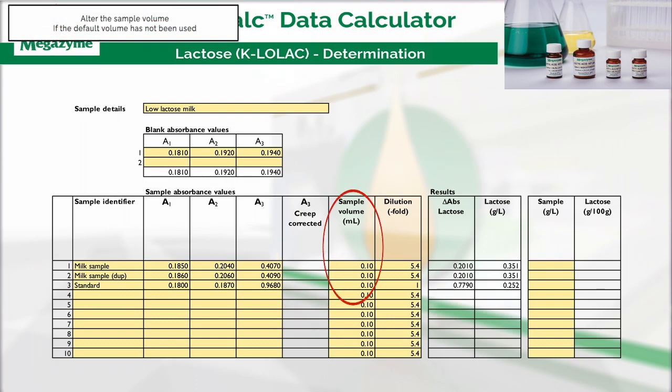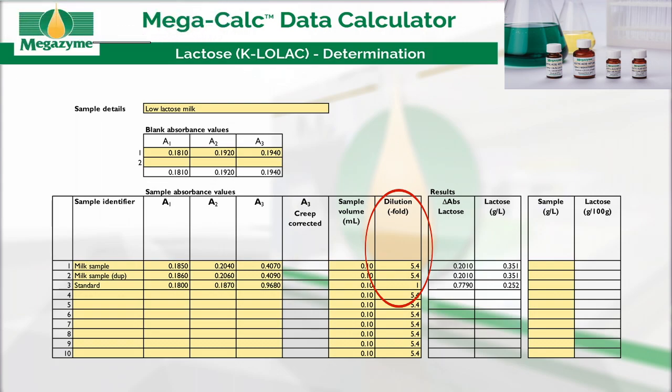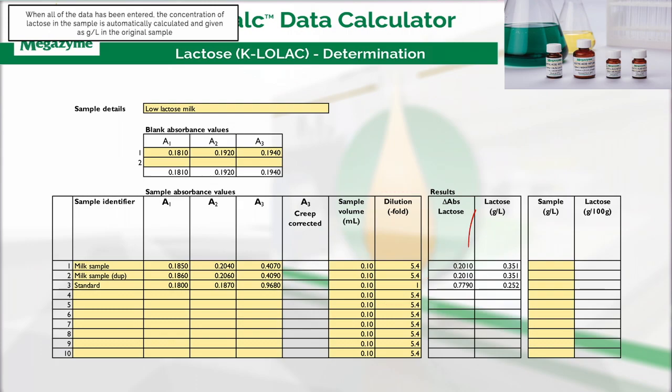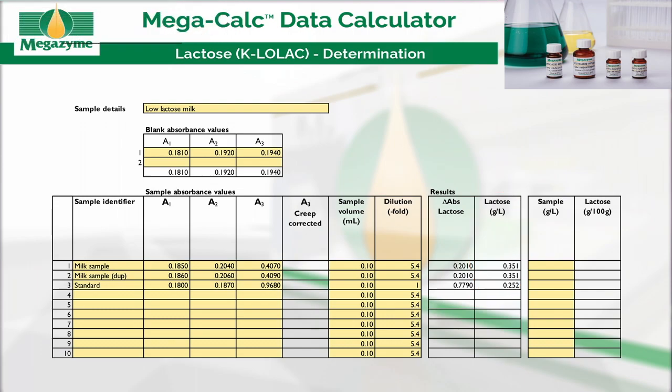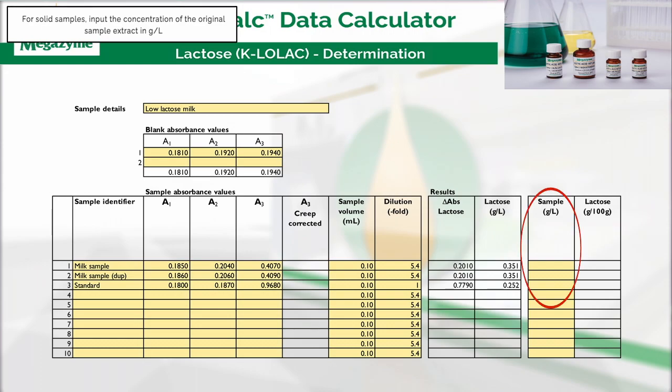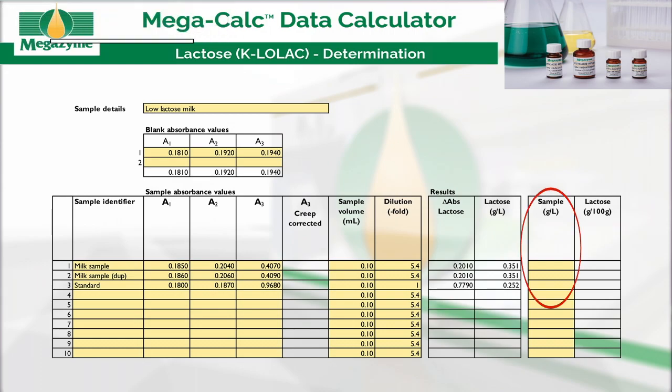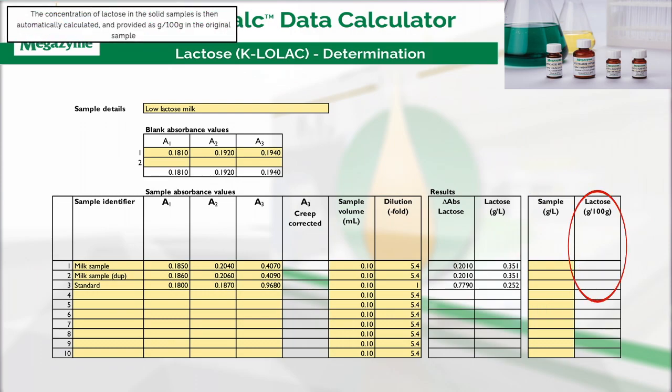Alter the sample volume if a volume other than the default 0.1 milliliters is used. Alter the dilution if a dilution other than 5.4 is used. This is the dilution for the standard preparation for liquid milk. When all of the data has been entered, the concentration of lactose in the sample is automatically calculated and given as grams per litre in the original sample. For solid samples, input the concentration of the original sample extract in grams per litre. The concentration of lactose in the solid samples is then automatically calculated and provided as grams per 100 gram in the original sample.